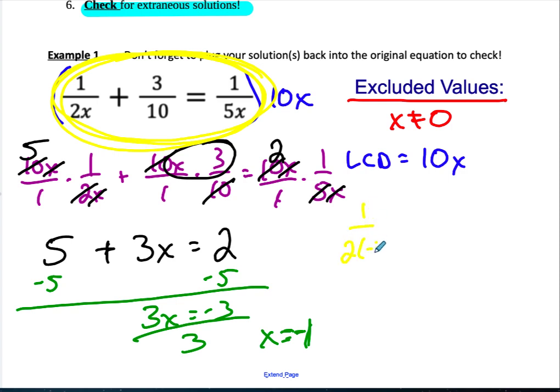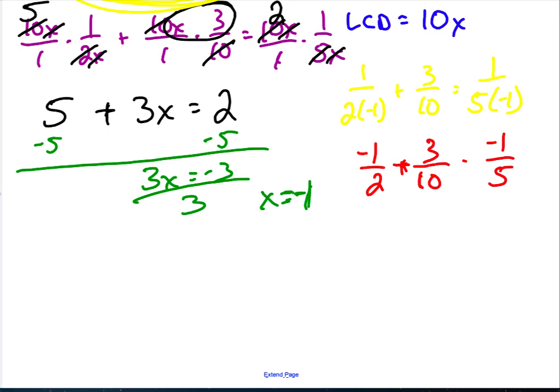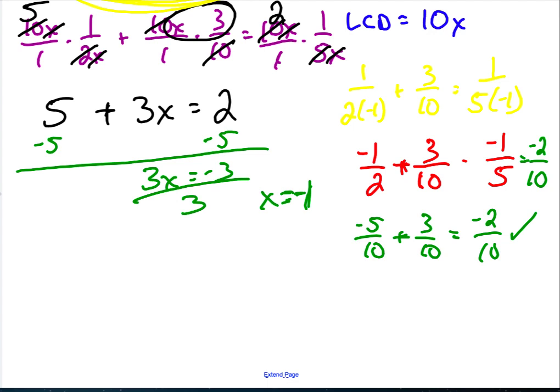So 1 over 2 times -1 plus 3/10 is hopefully equal to 1 over 5 times -1. Well, 1 over 2 times -1 is -1/2 plus 3/10 is equal to -1/5. If I write them with common denominators, this is -5/10 plus 3/10, and hopefully that's equal to -2/10, because that's what -1/5 is equal to. Well, -5 plus 3 is -2, so I'm good. All right, next one.